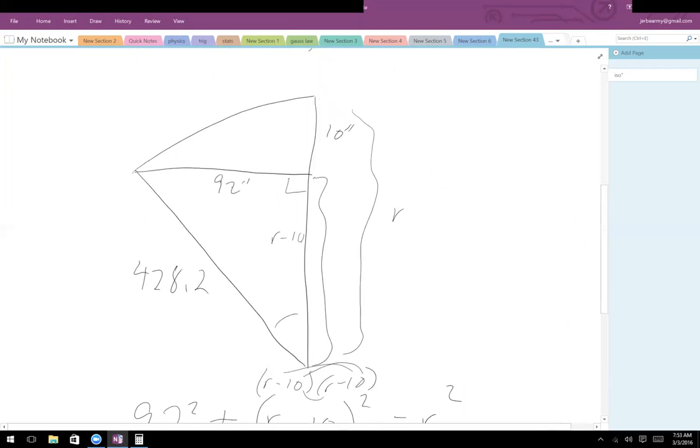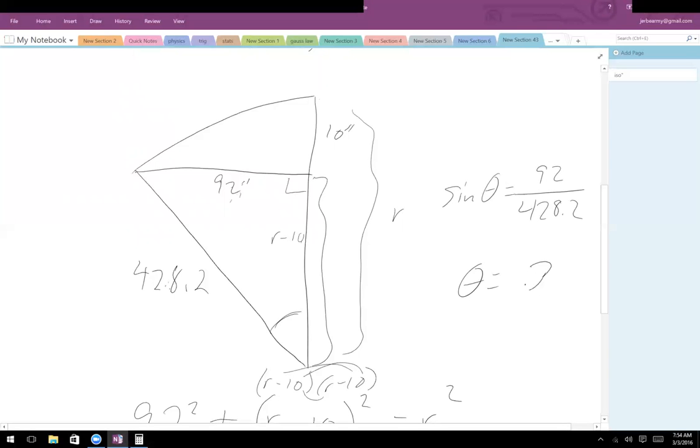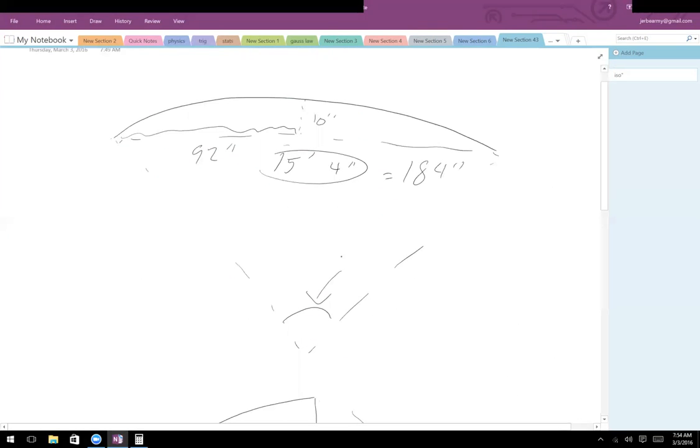So if you wanted to find that angle, you've got the hypotenuse and the opposite side, so you can just do the sine. So sine of that angle is 92 over 428.2. So you just do inverse sine of that. So 1 over that times 92 and inverse sine. So that's a 12.4 degree angle. If you look at the big one, if you're wondering what that angle is, it's double that. So 24.8, or basically you've got a 25 degree angle.